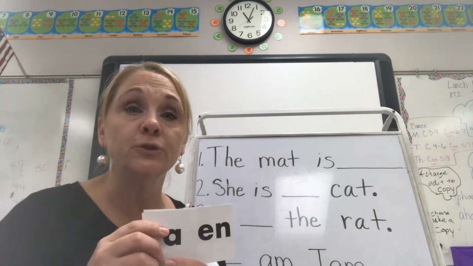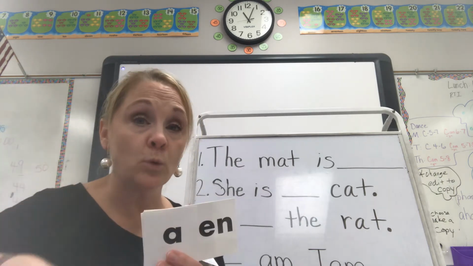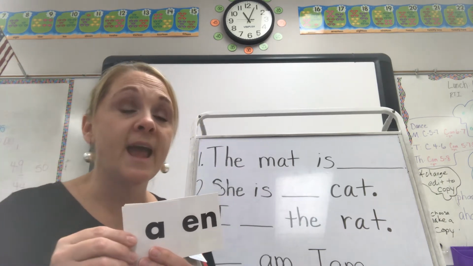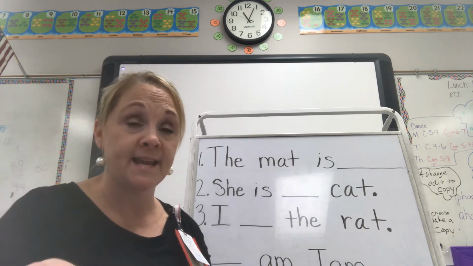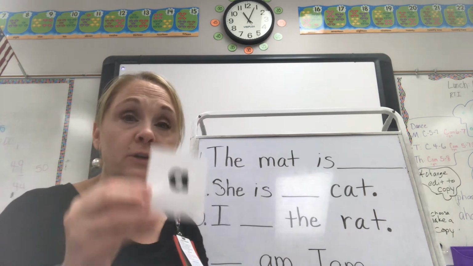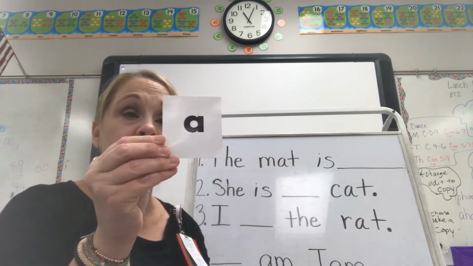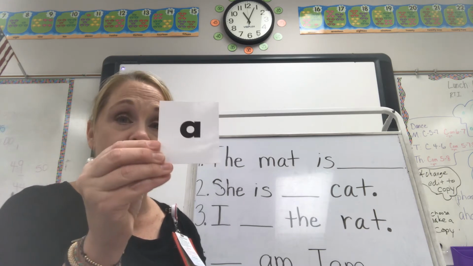So the first group of high frequency words that we have are review words from kindergarten. And so what I want to do is go through each one of them and I'm going to say it, spell it, and then I'm going to say it again. So the first word you have is a, and we spell it with A.